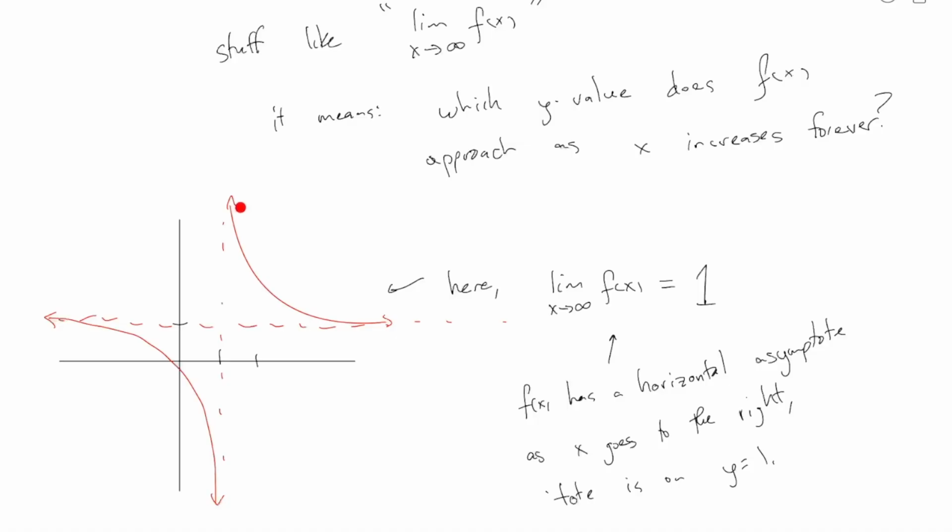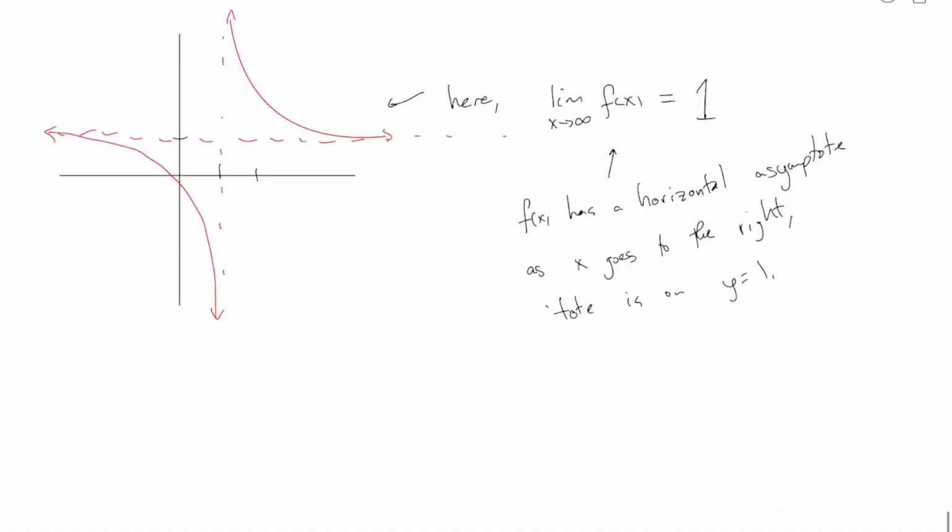Now in this case, I approach y equals 1 when I go off to the right. What about when I go off to the left? It also approaches y equals 1 when I go off to the left. So in this example, lim as x goes to minus infinity equals 1 again. And that's because of this asymptote.